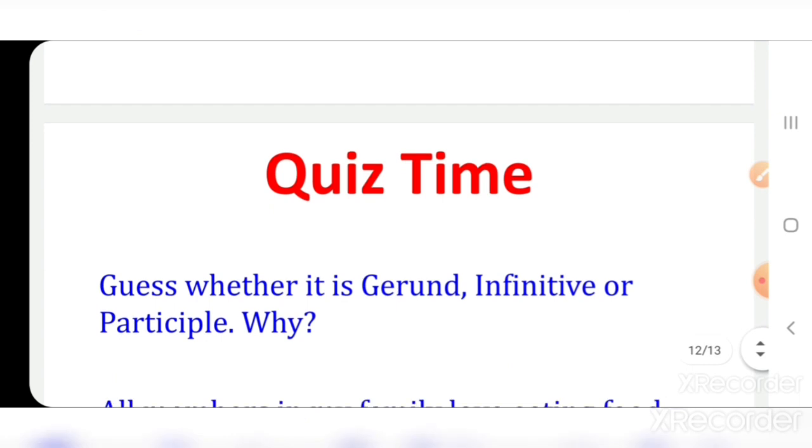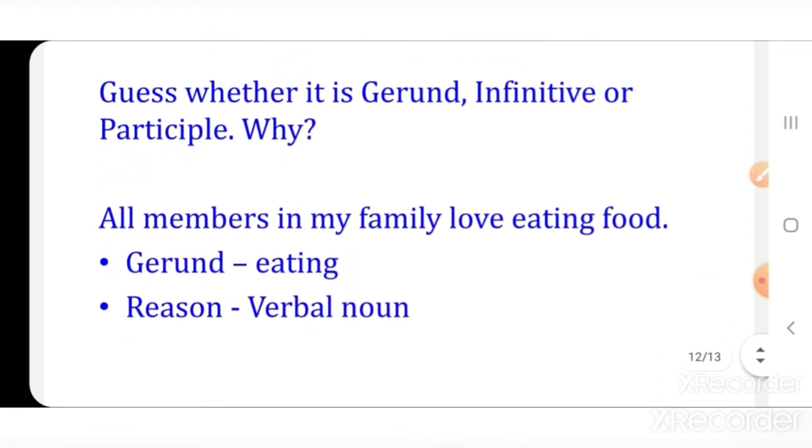Now it's time to answer the last question. In the last video, I had asked one question, that was, guess whether it is gerund, infinitive, or participle. In the last video, we had learned this. So based on that, you had to tell whether it is gerund, infinitive, or participle, and why. So the sentence was, all members in my family love eating food. So love is an action and eating is a gerund.